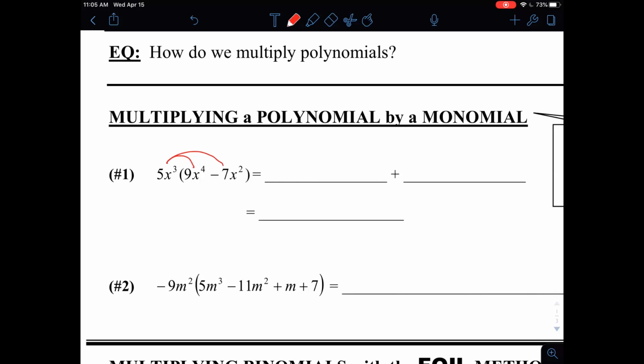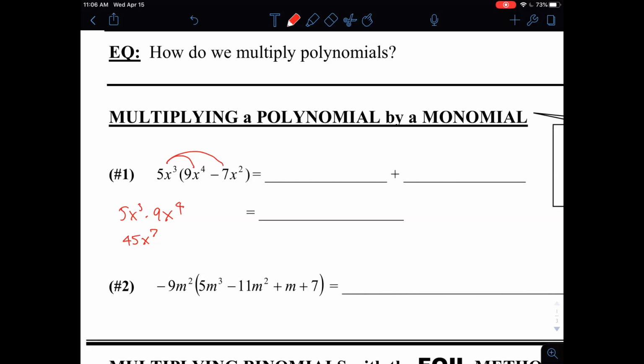So we're multiplying 5x to the third times 9x to the fourth. Going back to chapter 8 with multiplying exponents, what are we going to do with the 5 and the 9? Yeah, we're going to multiply. 5 times 9 is 45. And if we did x to the third times x to the fourth, are we going to add or multiply 3 and 4? Hopefully you said we're going to add, and 3 plus 4 is 7.